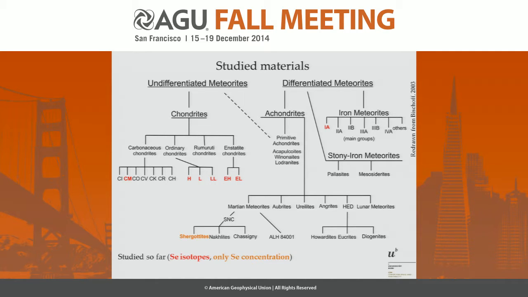We studied the selenium isotope composition in different meteorites, so I indicated the samples which we measured so far in red. From these we have the selenium isotopes and the concentration data. For one Martian sample, we so far just have the selenium concentration. We measured bulk meteorite samples, digested them, and measured them with a double spike approach for selenium isotopes.